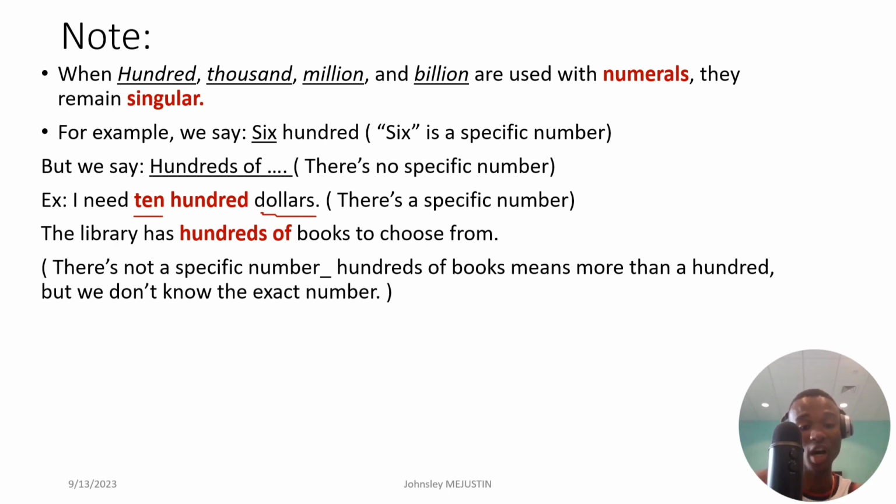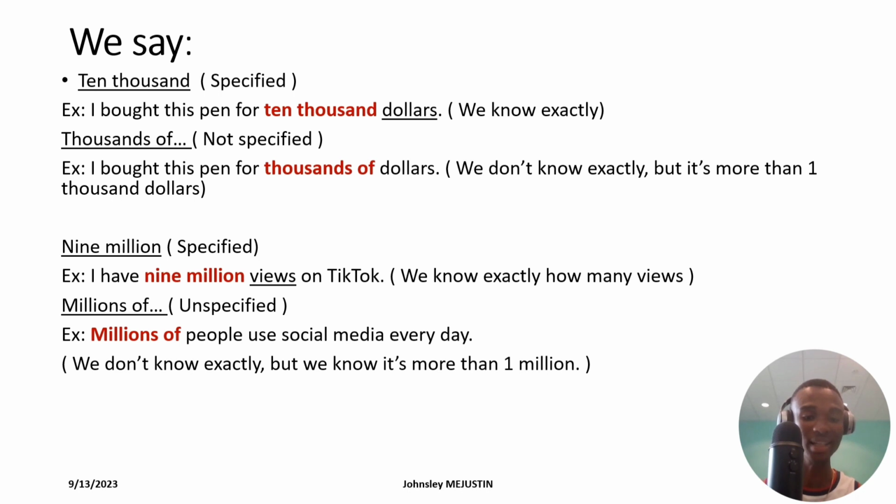So we say hundreds of. For example, the library has hundreds of books to choose from. You see? It's not specific right here. $100 is specific, but hundreds of books, des centaines de livres, is unspecified. So there is not a specific number here. Hundreds of books means more than 100, but we don't know the exact number. We say 10,000.